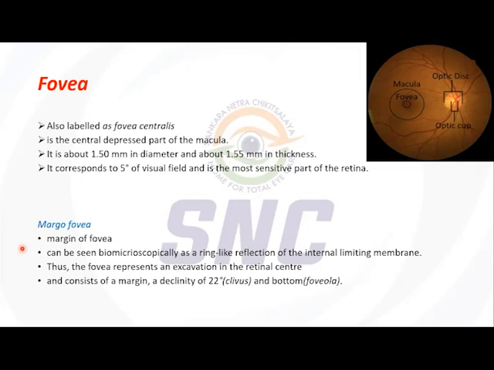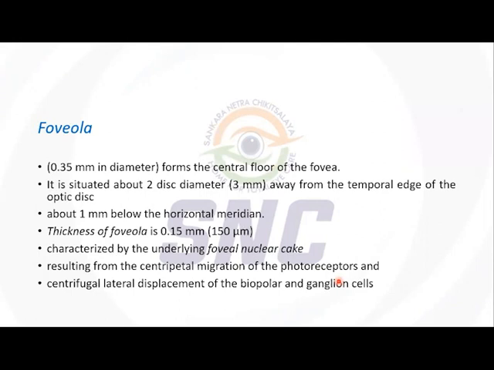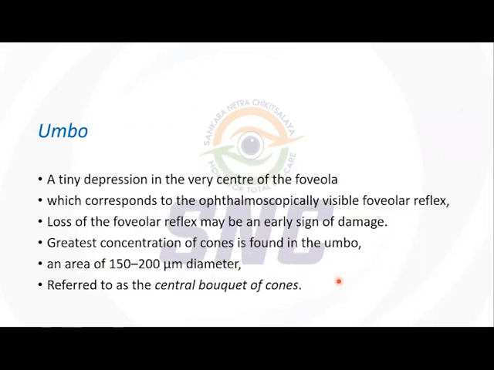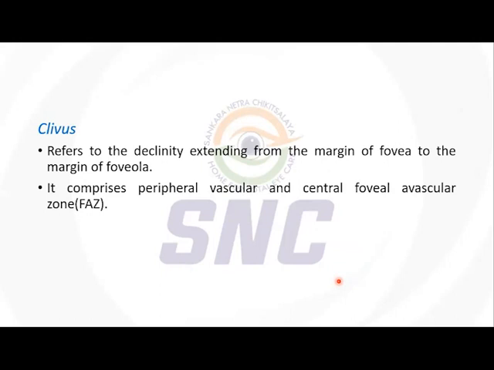Next, the clivus, or margin of the fovea. It can be seen biomicroscopically as a ring-like reflection of the internal limiting membrane. The fovea represents an excavation in the central retina, and it consists of a margin, a declivity of 22 degrees, and the bottom, the foveola. The foveola we already discussed. The umbo, as we discussed, is a tiny depression responsible for the visible foveolar reflex. Loss of the foveolar reflex may be an early sign of damage. The greatest concentration of cones is found in it, and the area is 150 to 200 micrometer in diameter, referred to as the central bouquet of cones.